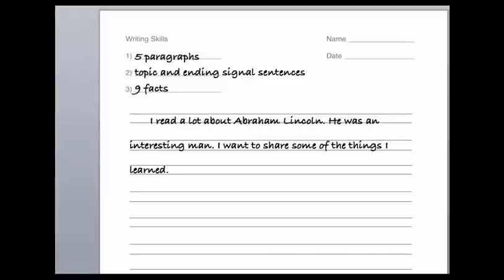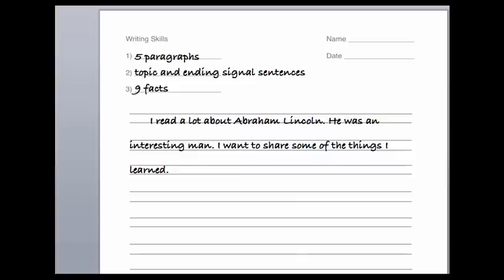I could also write something longer like, I read a lot about Abraham Lincoln. He was an interesting man. I want to share some of the things I learned. This is an example of something an older writer might do. Both examples tell the reader what you are doing in the writing piece and whom you are going to write about.